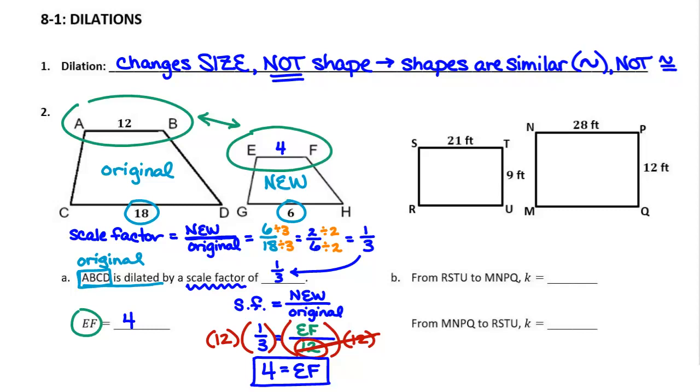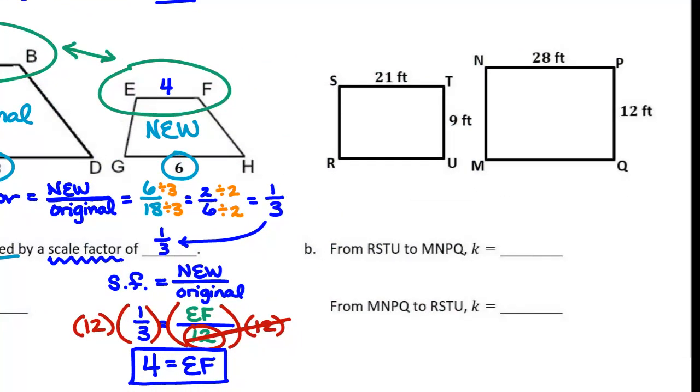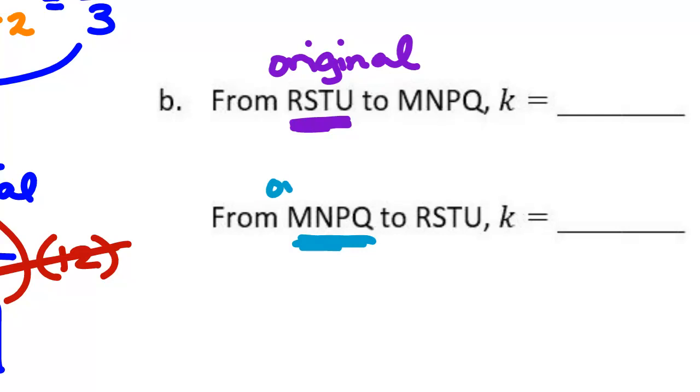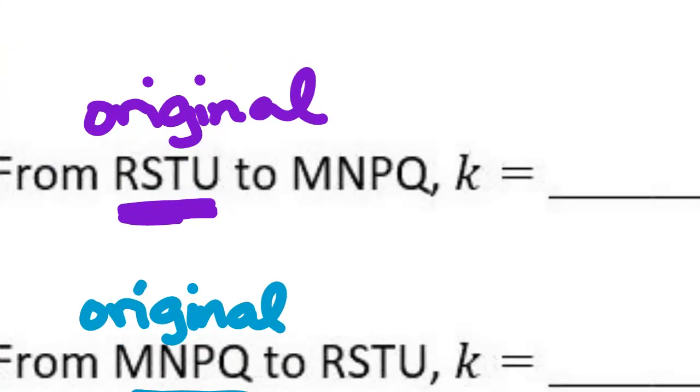For part B, I want to look at both when we have RSTU as our original, and I also want to look at when MNPQ is the original. So let's do the first part, the top part. I know RSTU would have to be the original here because it says from this, from this to my new one. We always go from the original to the new one.